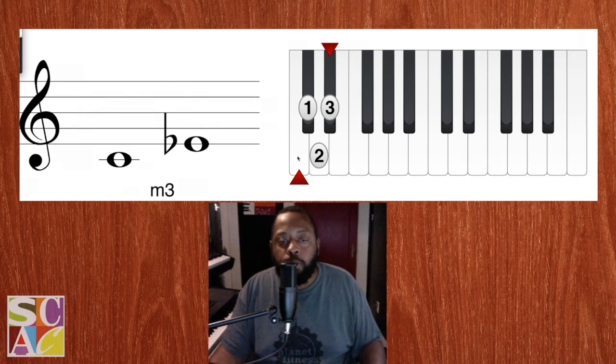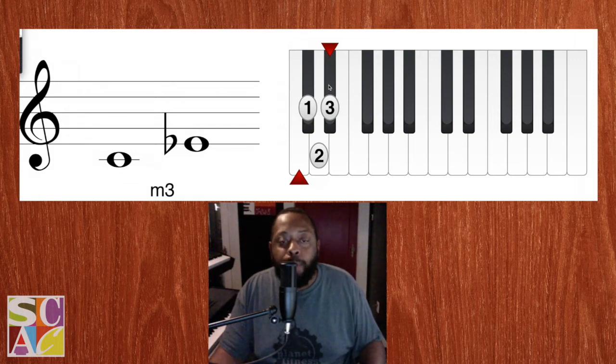Let's go to the keyboard. C to D flat is 1, or C sharp. C sharp to D is 2. And D to D sharp or E flat is 3. And the reason why I said both of these names is because we're talking about the enharmonic.